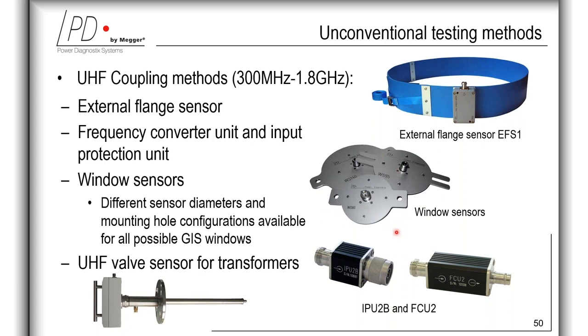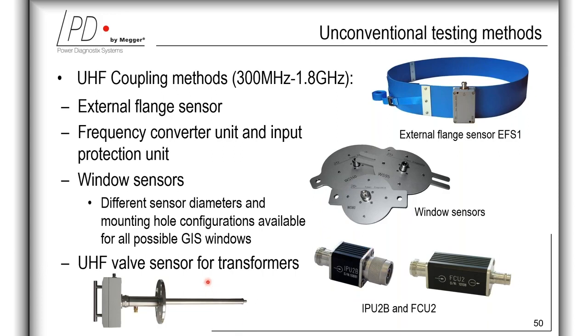And on the bottom right part, you see the input protection unit, IPU2B, and the high frequency converter unit, which is called FCU2. FCU2 covers the frequency range of 100 megahertz up to 1.8 gigahertz, and is therefore mainly used for GIS monitoring. The FCU is designed to withstand the high voltage transients for most applications. However, in some cases, it might be necessary to increase the input protection by means of IPU units.